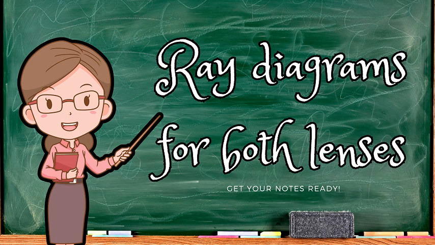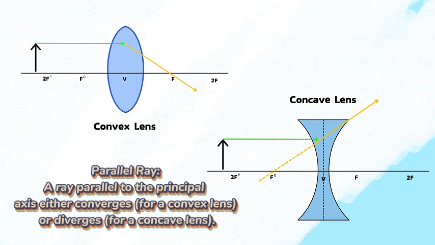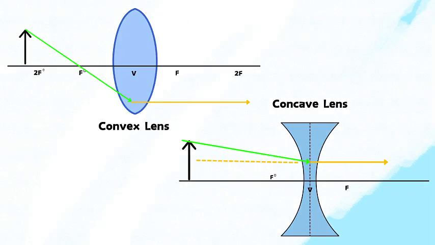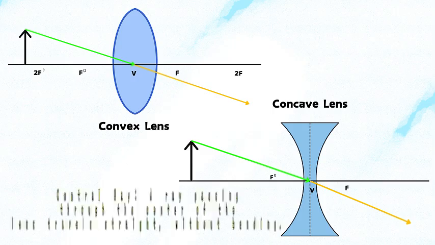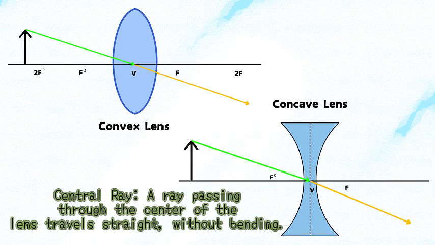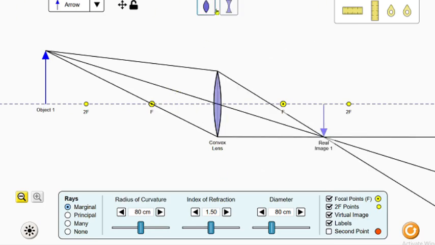Ready, class? Let's move on. 1. A parallel ray. A ray parallel to the principal axis either converges or diverges, depending on the lens. 2. A focal ray. A ray true or appearing to come from the focal point behaves oppositely. 3. Central ray. A ray that passes through the center of the lens travels straight without bending. Look at the diagrams here. The lines show how the rays bend as they pass through each lens. Keep these behaviors in mind as we move forward.